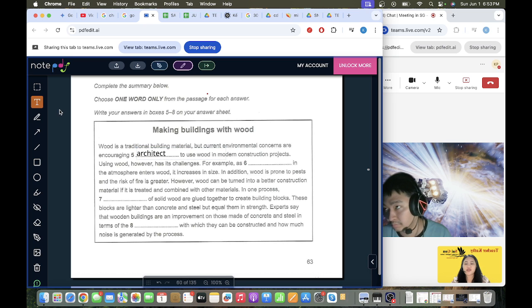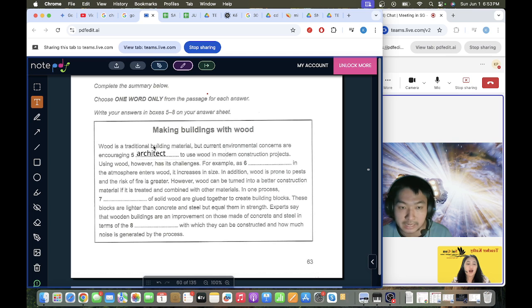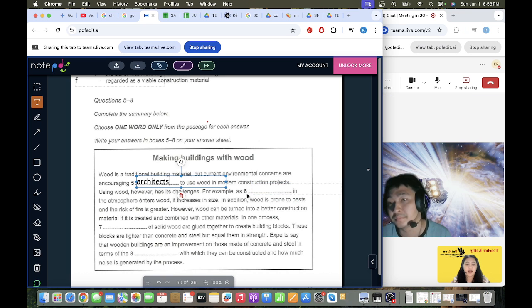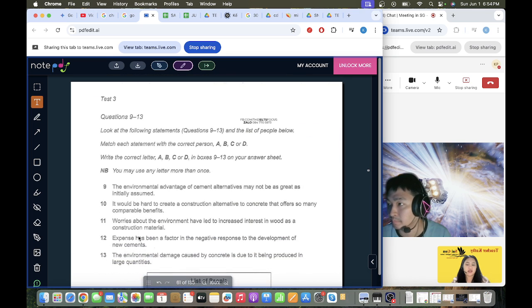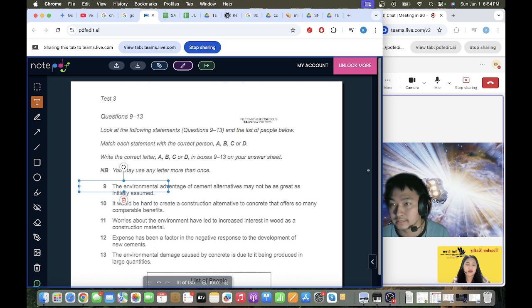Architect. Okay, can you please read this word again, Tom? Architect. Arch. Yeah, nice one. What about six? Oh, S. Architects. Okay. Six. One more time. Moisture. Okay, moisture. Can you please say that again? Moisture. Moisture. Nice one. Seven. Layer. Eight. Speed. Okay, what about nine? C. 10.